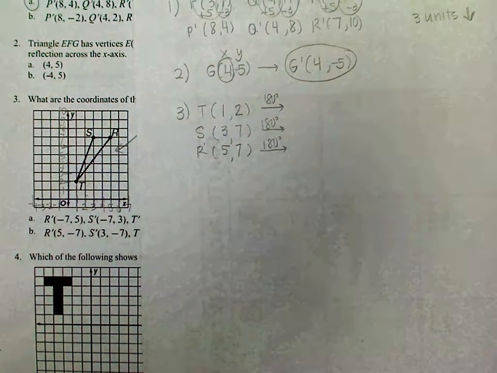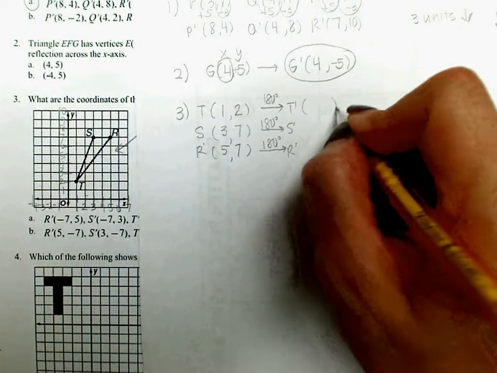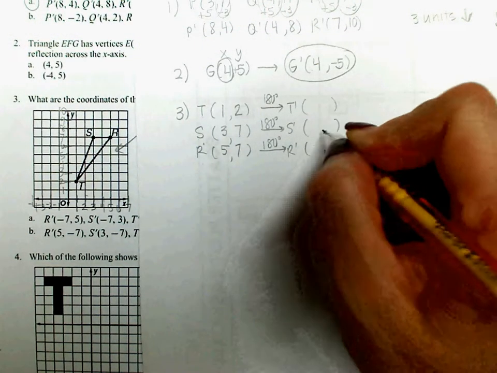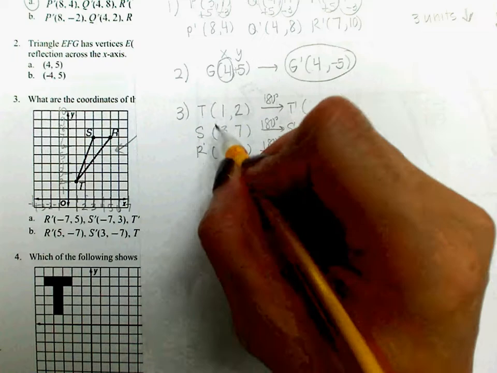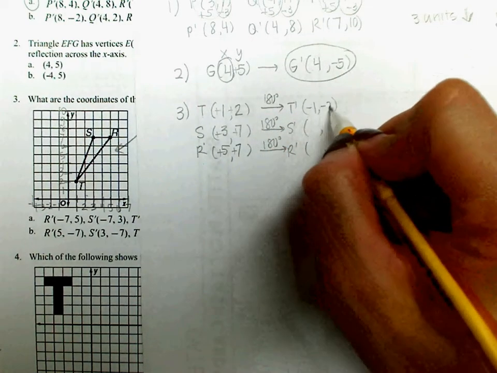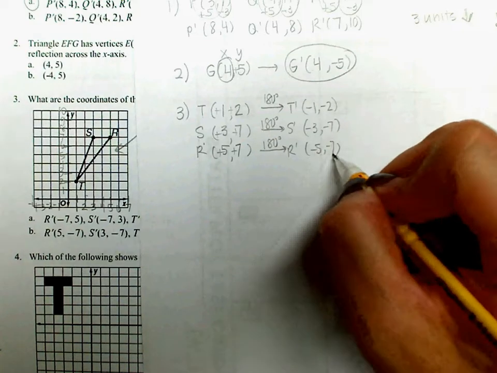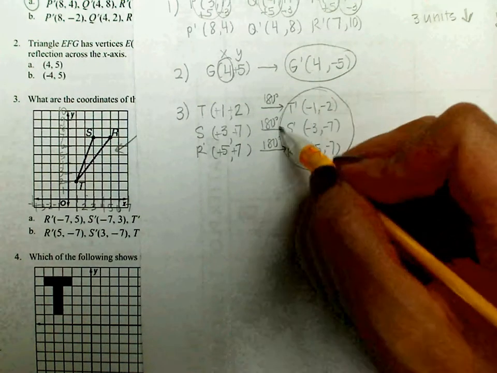Okay? So where's T prime, S prime, R prime going to be? Well, if you remember the rules for rotation, they both just change signs. So these are all positive. That means they all are going to become negative. Okay, because if they're positive, they're going to turn negative. So now let's find these. These are the coordinates we want to find.